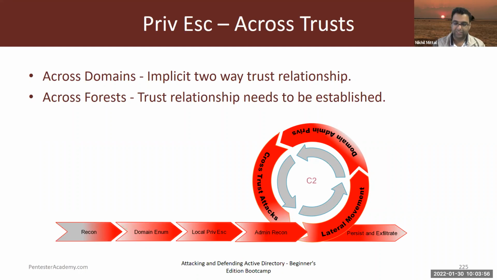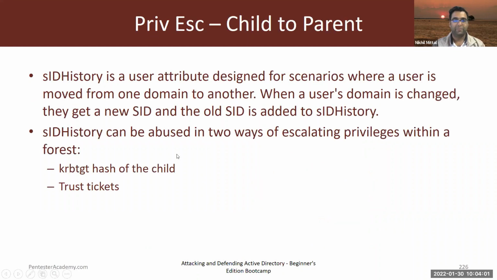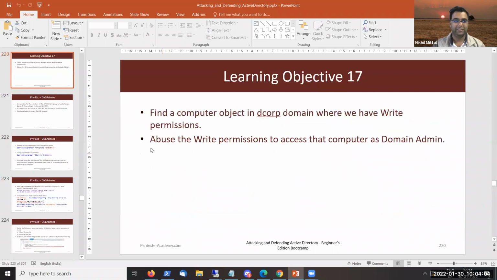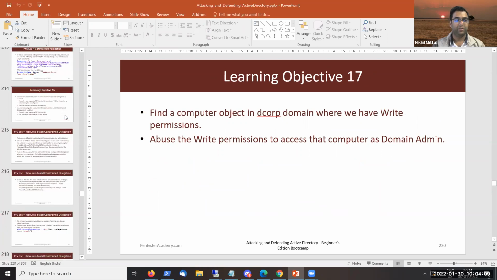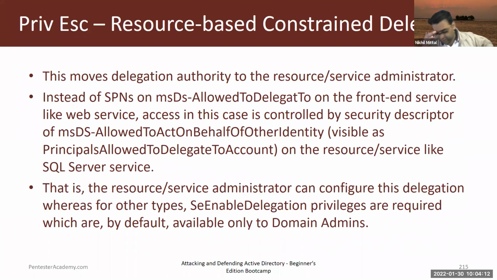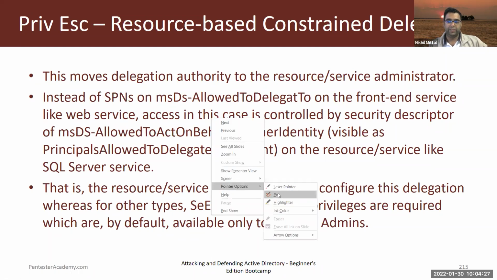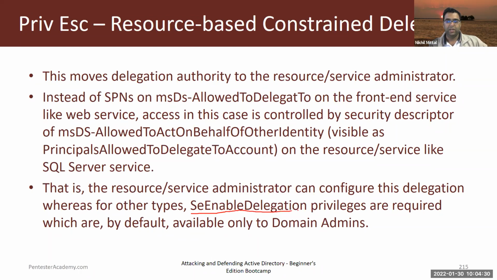So I was about to start privilege escalation across trusts, but I believe I missed DNS admins, and there is a request for resource-based constrained delegation again. So let me pick it up from there. When we discussed delegation, in both unconstrained delegation and classic constrained delegation, the ability to configure delegation was available only with domain admins. Why? Because to enable any such delegation, you need the SeEnableDelegation privilege on the DC.